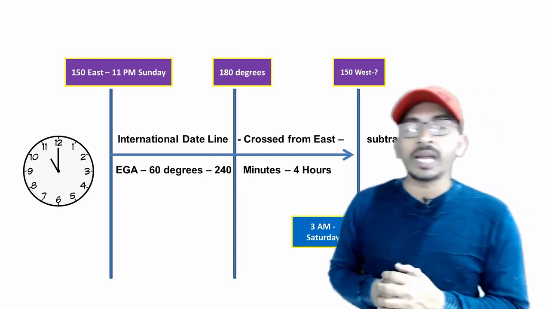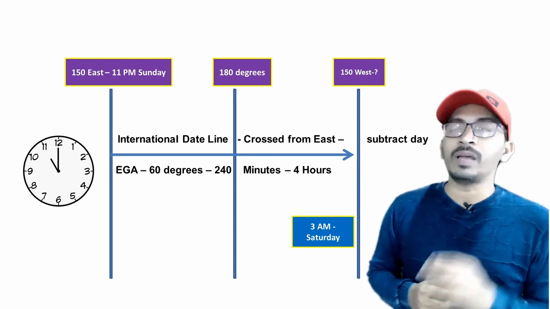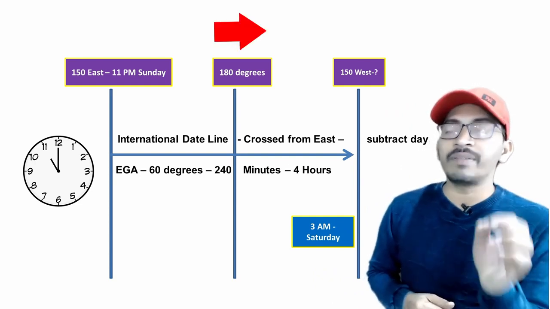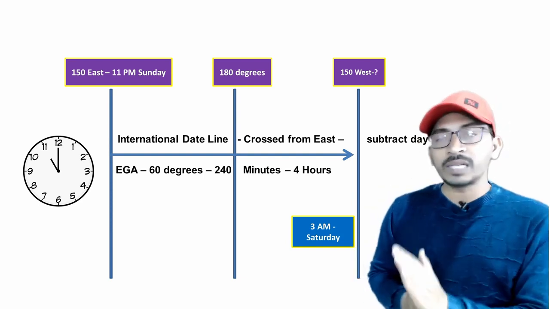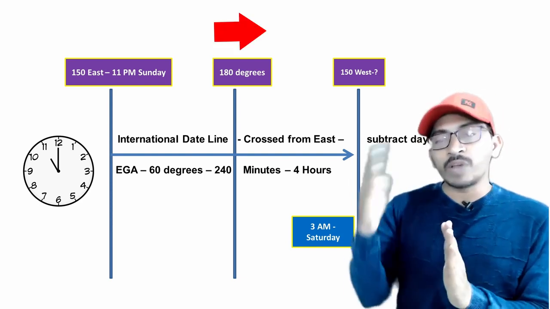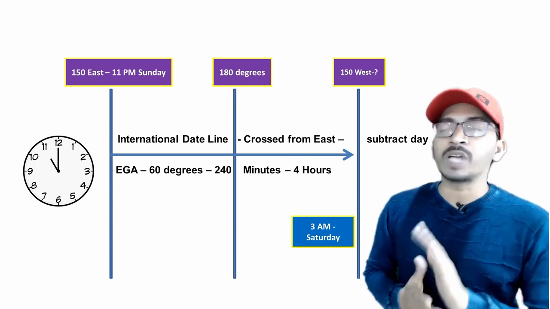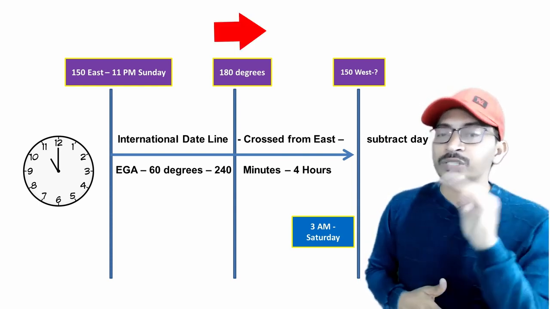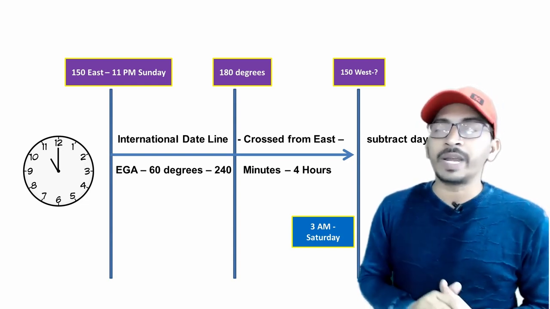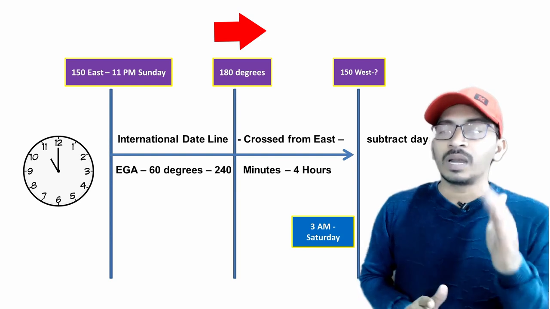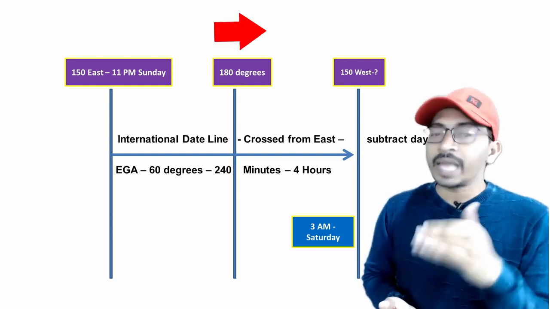As the international date line is crossed from the eastern hemisphere into the western hemisphere, we have to subtract a day. Sunday will become Saturday. The direction of travel is towards east. 60 degrees travel, 60 into 4, 240 minutes, so 4 hours. 11 p.m., 4 hours added, it will become 3 a.m.